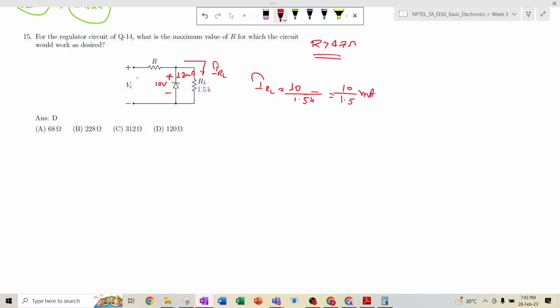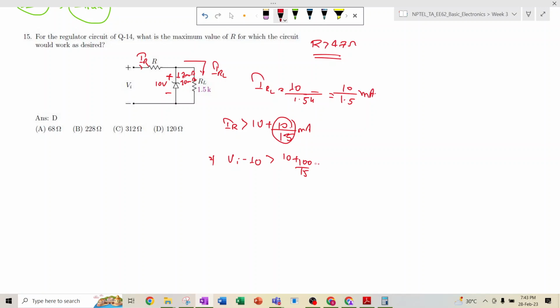So the current flowing through this resistance, that is IR, should always be greater than 10 plus this, because this is the fixed amount of current, 10 divided by 1.5, that is flowing through the load. And for the operating condition of the Zener diode, the current should flow 10 milliampere through it. So the IR value should be greater than this. So this IR value can be written as VI minus 10 volt greater than 10 plus 100 by 15.